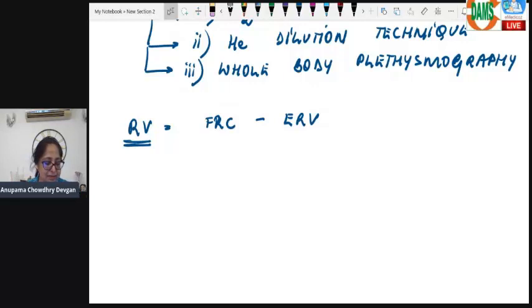FRC measurement is the clinical application. Yes, of course, I agree with Suprabha. There is no need. There are no sorries here, Mimamsa.